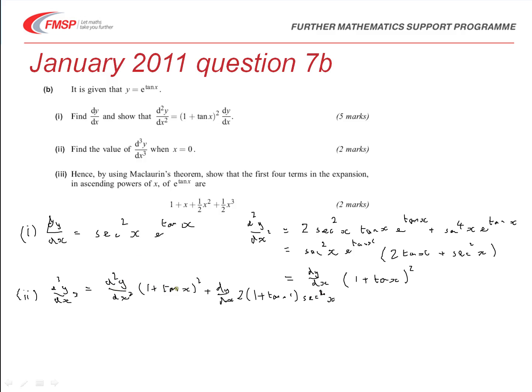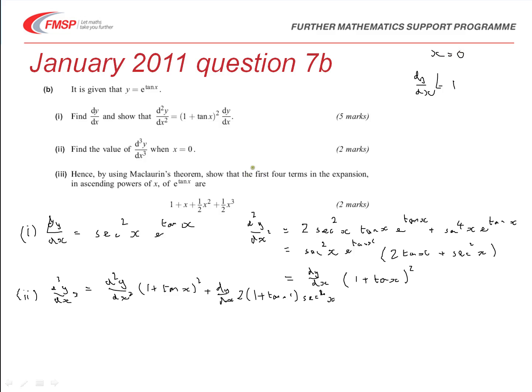So to find the value of this, we need to know the value of dy by dx and d2y by dx squared. Well, we know dy by dx is equal to sec squared x e to the tan x. So sec is 1 over cos, which means that when x is 0, that becomes 1. Tan of 0 is 0, so the whole thing is 1. So we know that dy by dx will be equal to 1. This is when x is equal to 0.